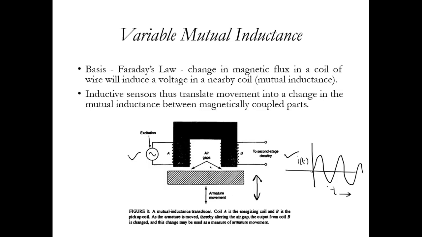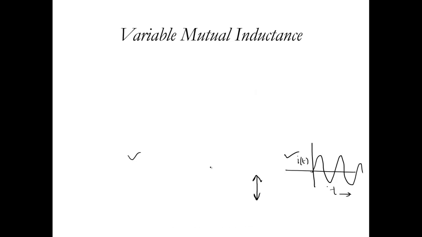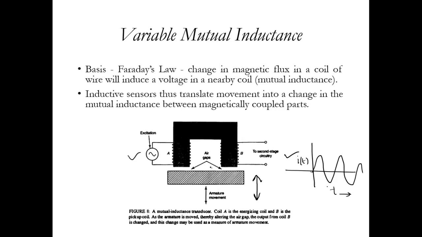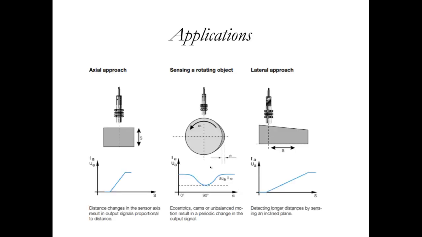So these are the variable self-inductance and mutual inductance principles, that are used so popularly in the industry. The application could be even to measure the profile of some objects. For example, if you see here, it's sensing a rotating object, like a cam where you have a bulge here.